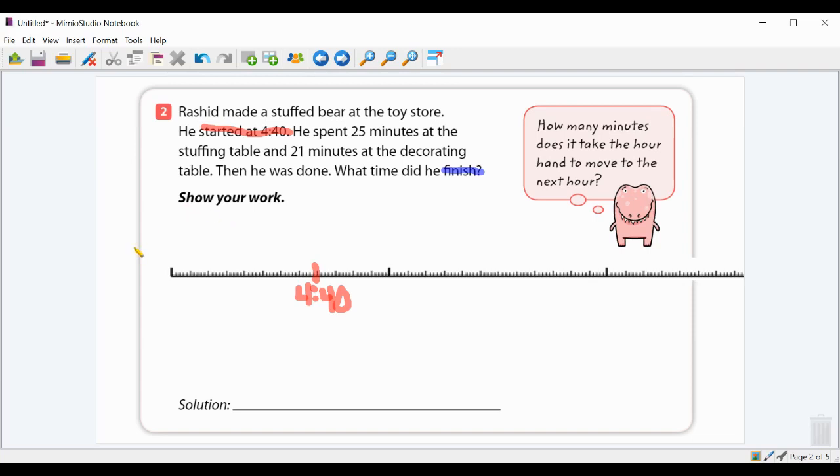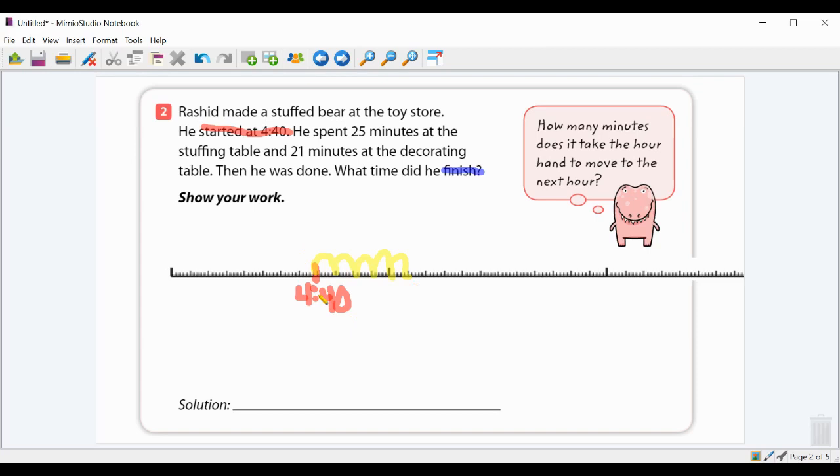So now I'm going to be adding on time. This time we're going to be counting up because we know what time he got there. We don't know what time he ended. So he spent 25 minutes at the stuffing table. So we're going to add on 25 minutes. 5, 10, 15, 20, 25.